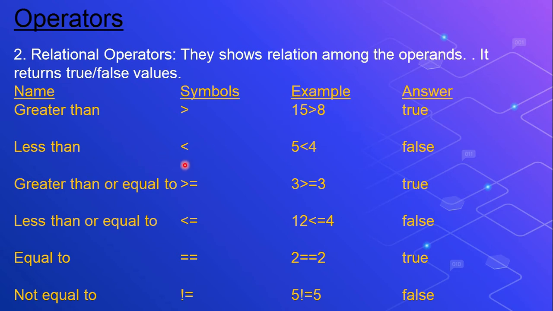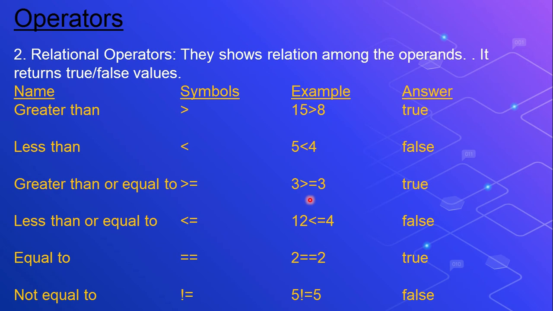Less than. 5 less than 4. 5 is not less than 4, so you will get the answer false. Now greater than or equal to. See, your mathematical symbol and your Java symbol, which we call an operator, are both different. So don't write the mathematical symbol here. This is the symbol you need to write for greater than or equal to.